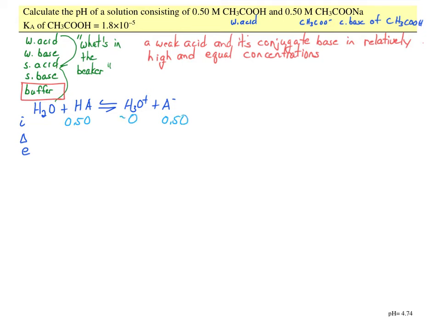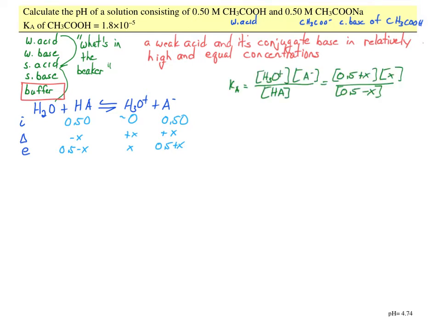And we assume that the amount of H3O+ that we get from the autoionization of water is negligible. When any reaction proceeds, we're going to lose X of the HA, and gain equal amounts of H3O+ and A-. So we have 0.5 minus X, and 0.5 plus X. We write our Ka expression, H3O+ times conjugate base over HA at equilibrium, and input our values from the ICE table, our equilibrium values.